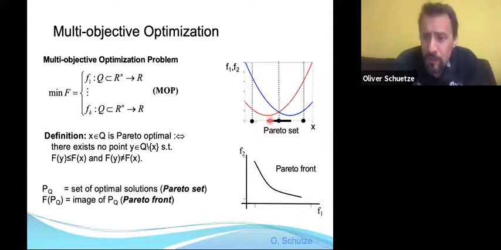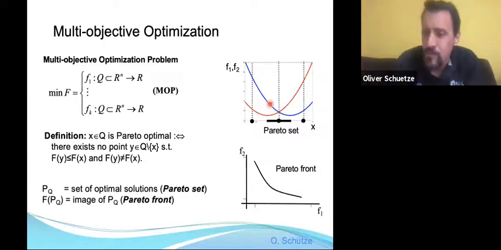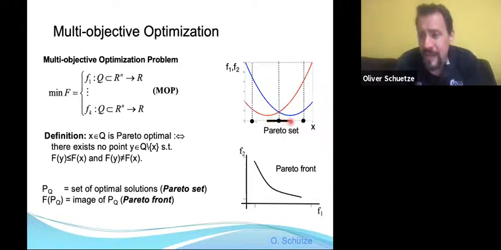Now, every point here has one objective value for F1, one for F2, up to F3, Fk. But with two objectives, we have this. So every point here has an objective value F1 and F2. Now we plot the entire set in so-called objective space. Here we plot F1 against F2. All these points have an F1 and an F2 value, so every point here corresponds to a point here. The image of the Pareto set in objective space is called the Pareto front.